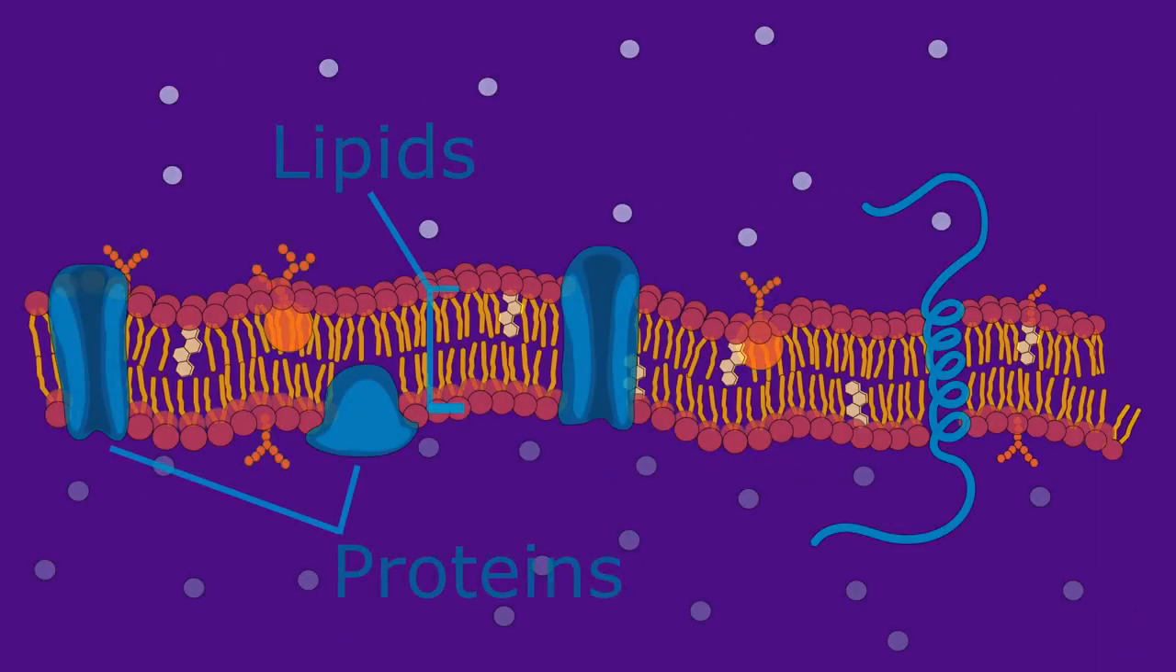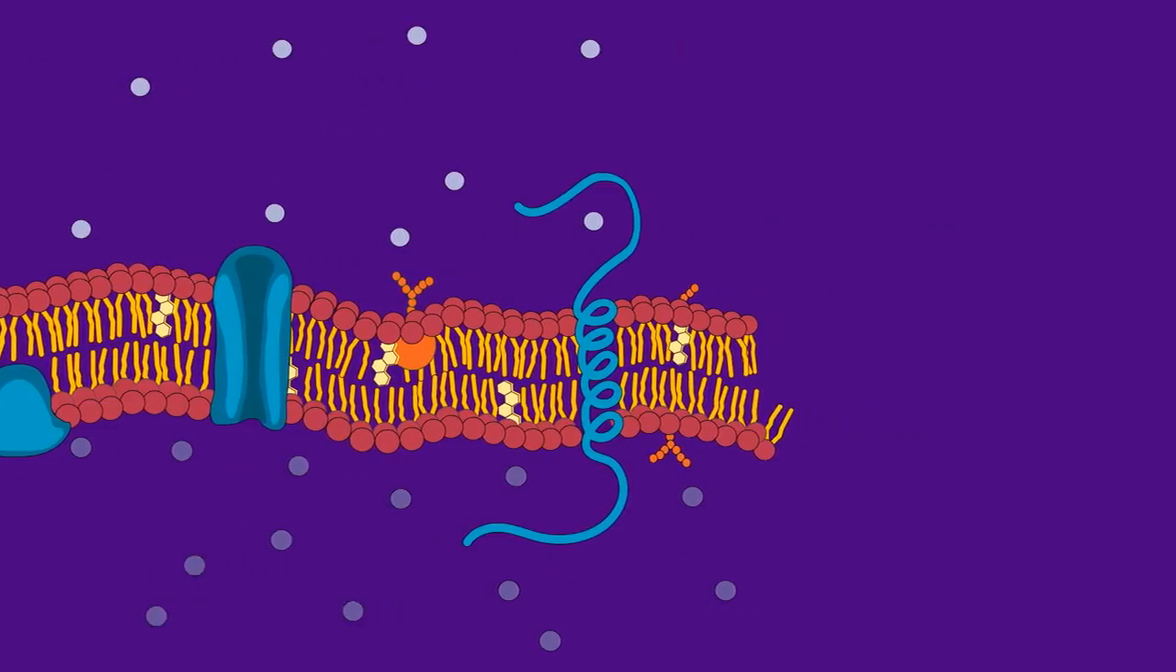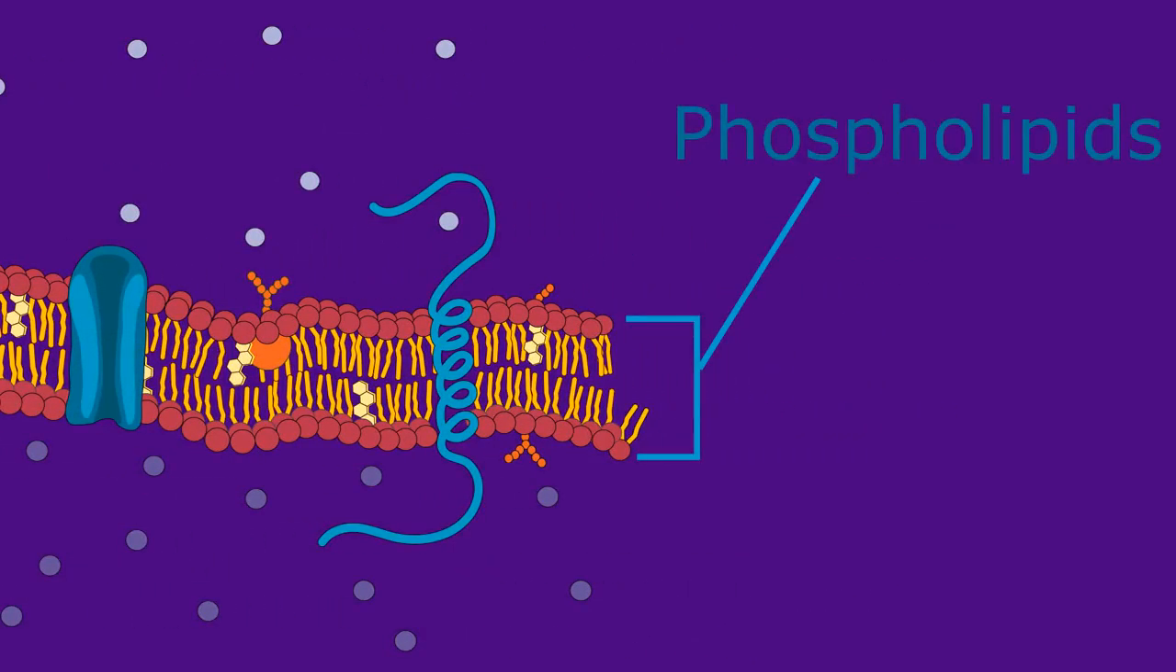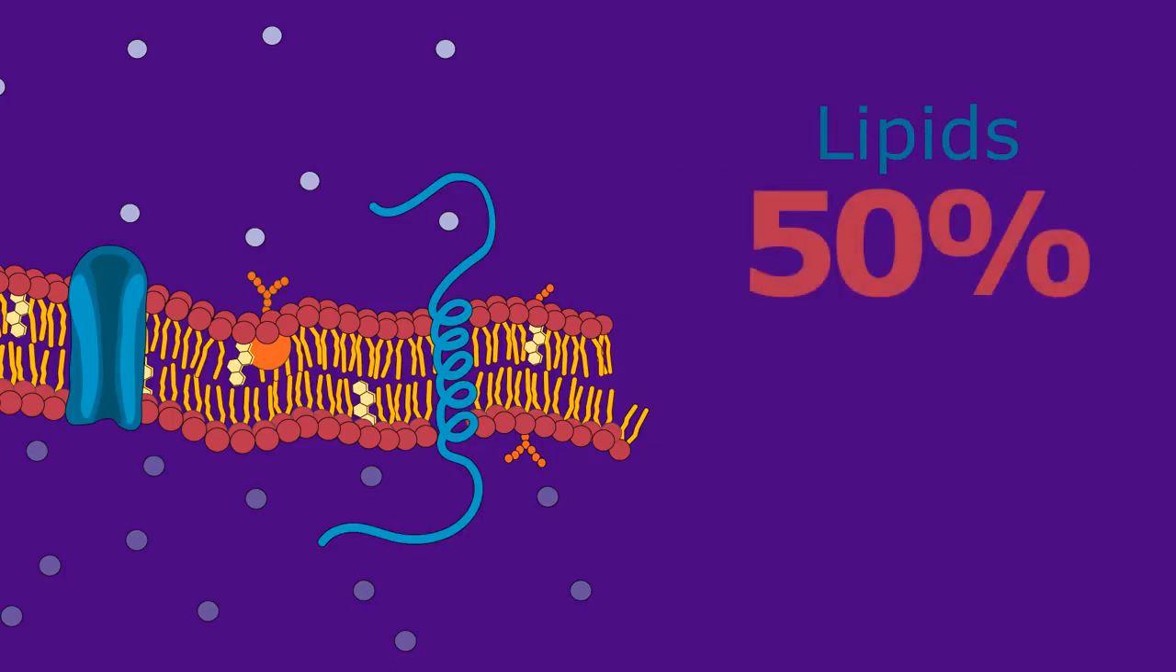The cell membrane is mainly composed of lipids and proteins. Its framework consists of a double layer of phospholipids. Lipids make up 50% of most membranes, although depending on the location, they may make up to 80%. The remainder is made from proteins. Lipids make the membrane flexible, and the proteins help transfer molecules across the membrane.